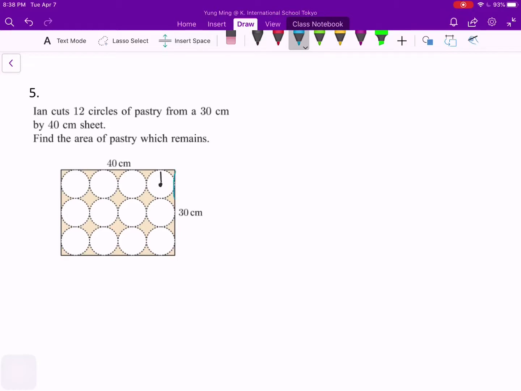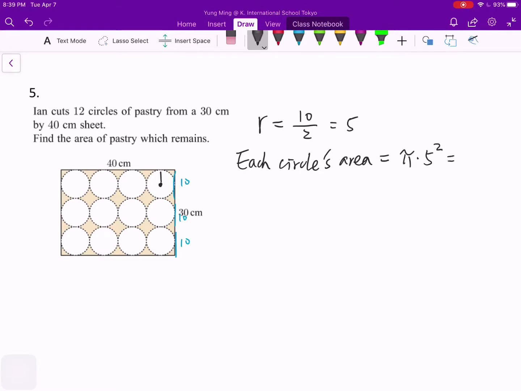Notice that we have 3 identical ones, so that means each one of them should have diameter 10. Each circle's area is pi r squared. My r is 5, so pi times 5 squared. This is going to be 25 pi. Since this is not our final answer, we're not going to round it yet.